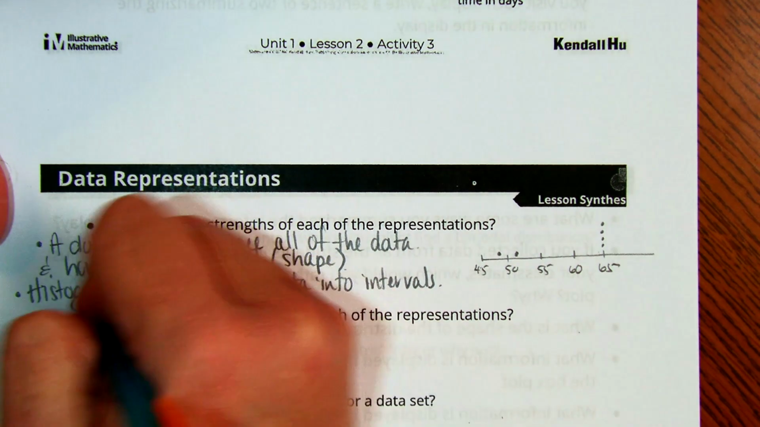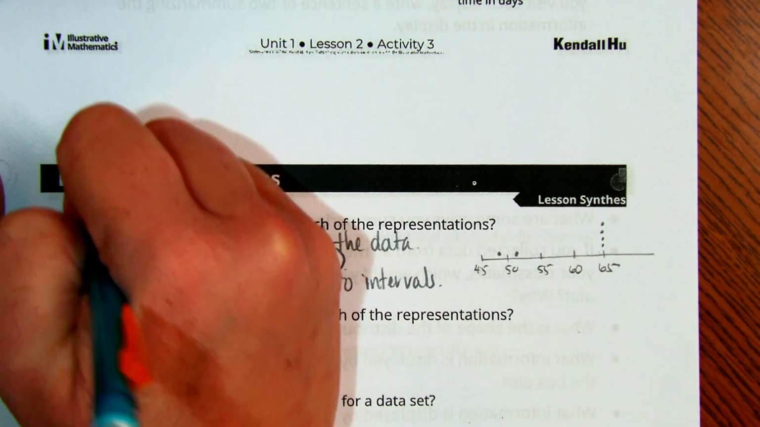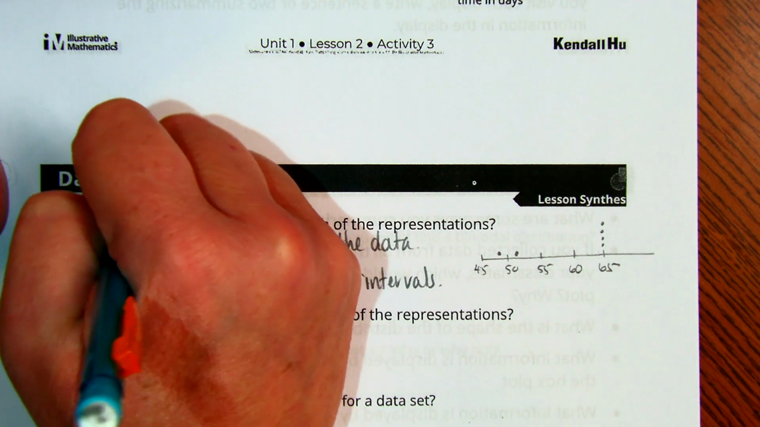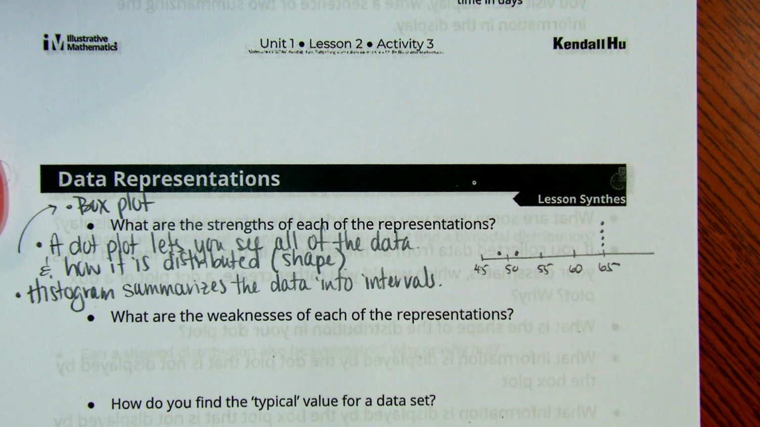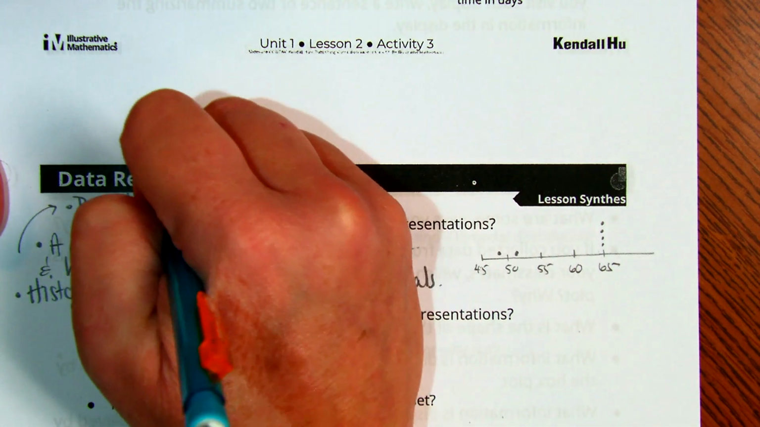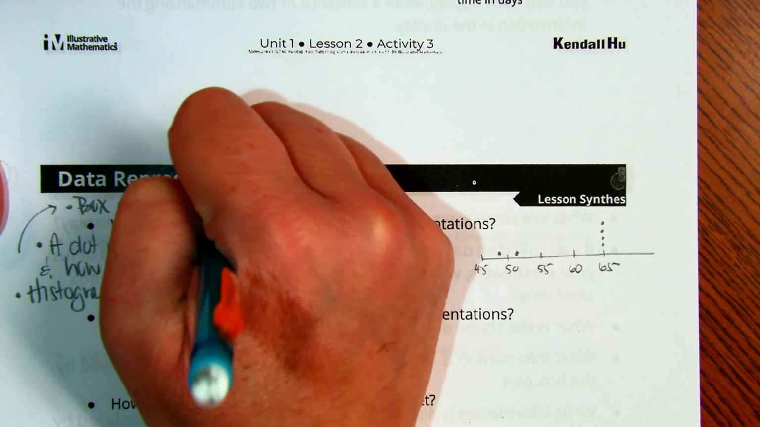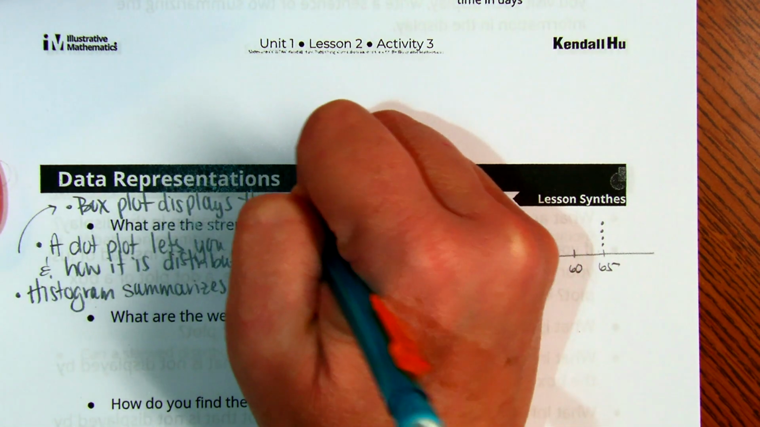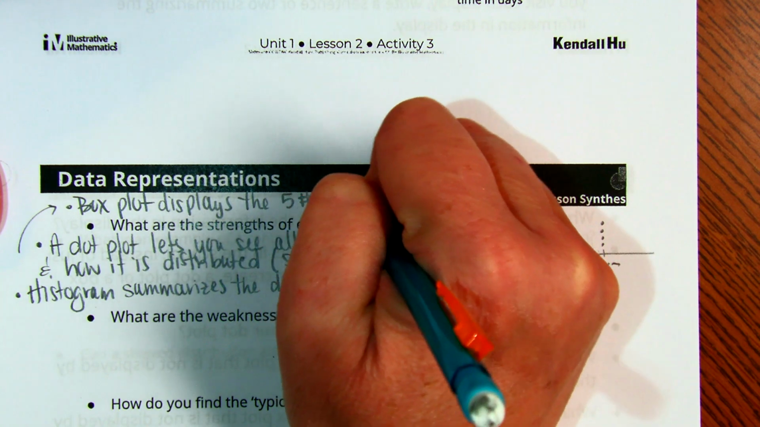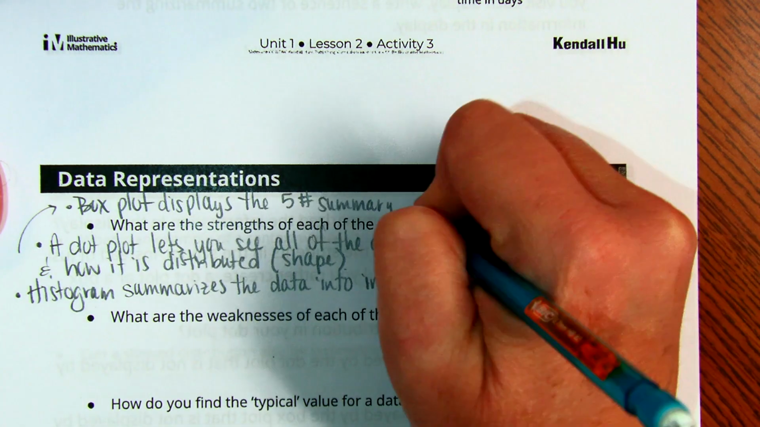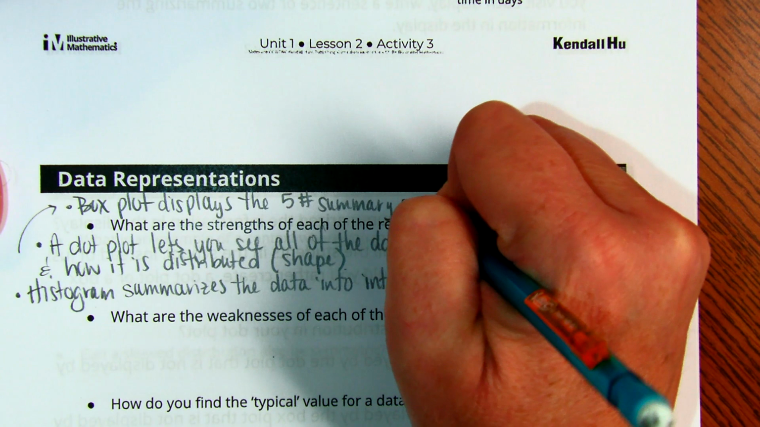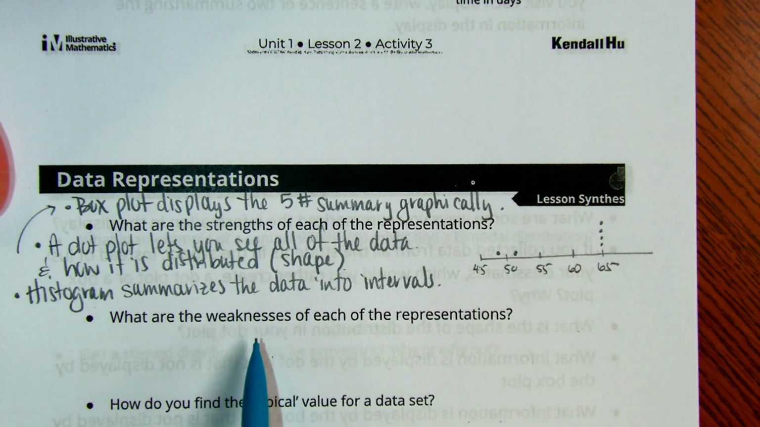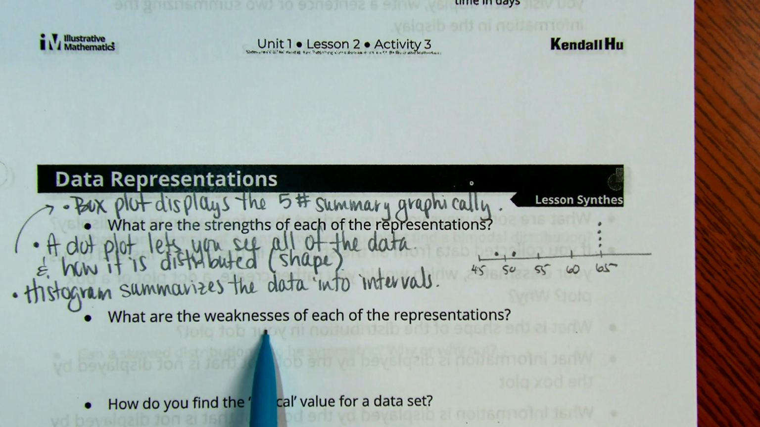And then a box plot, I'll put that up here. A box plot displays the 5-number summary graphically. So what are the weaknesses of each of the types of representations?